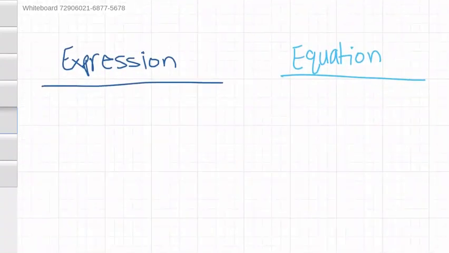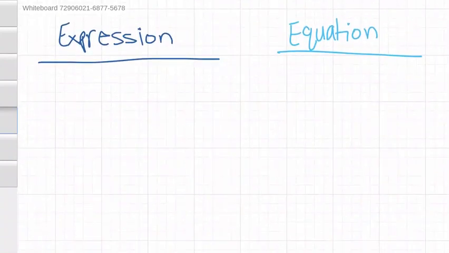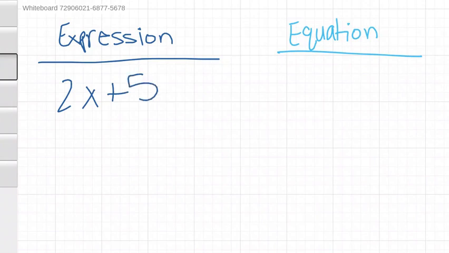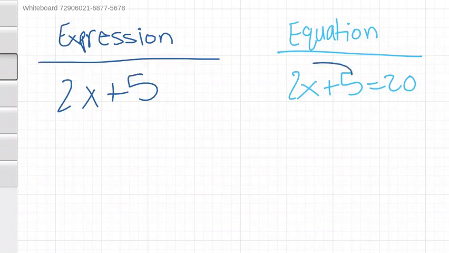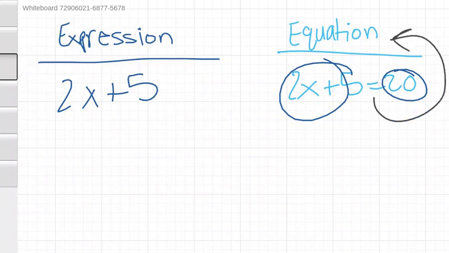Let's start off with some basic vocabulary like expressions and equations. Expressions do not have an equal sign. For example, 2x plus 5 is an expression. On the other hand, equations do have an equal sign, separating the two expressions, like 2x plus 5 equals 20. 2x plus 5 is an expression, and 20 is an expression. But the equal sign in the middle makes it an equation.